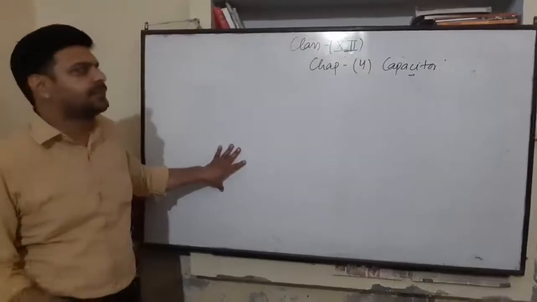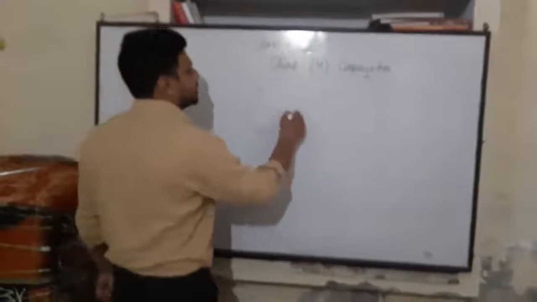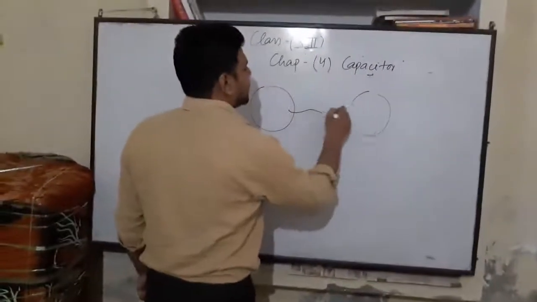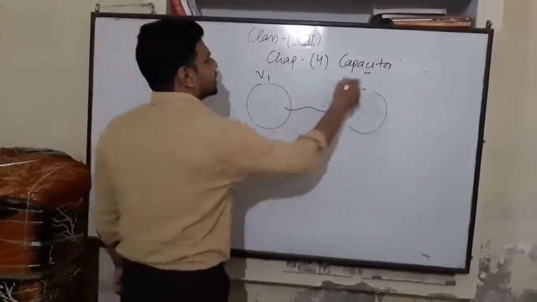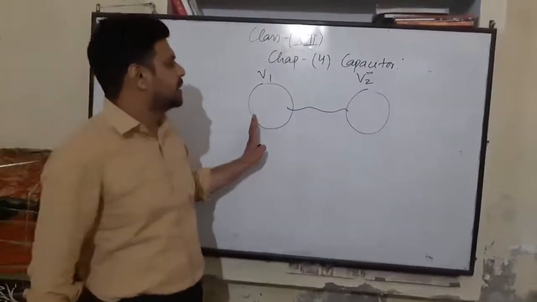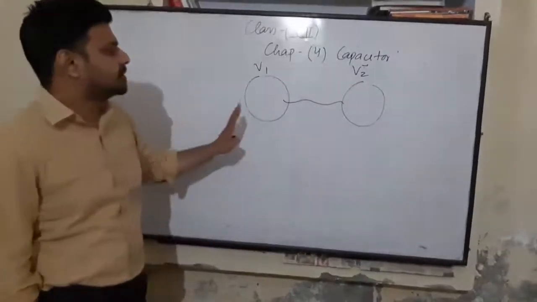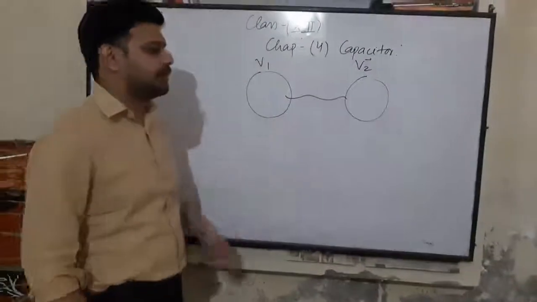Common potential, what is it? When we connect two capacitors with a connecting wire, due to their potential difference, some charge flows from the higher potential capacitor to the lower potential capacitor. And this process continues until the potential of each capacitor becomes equal.